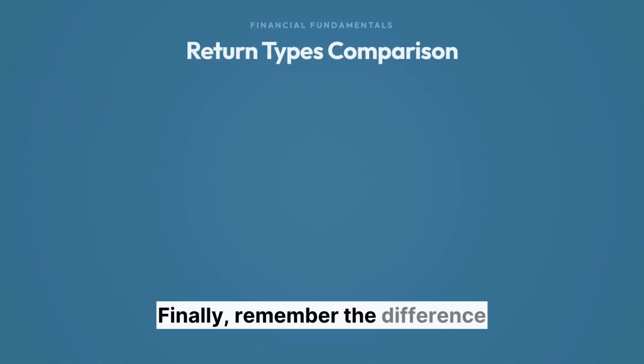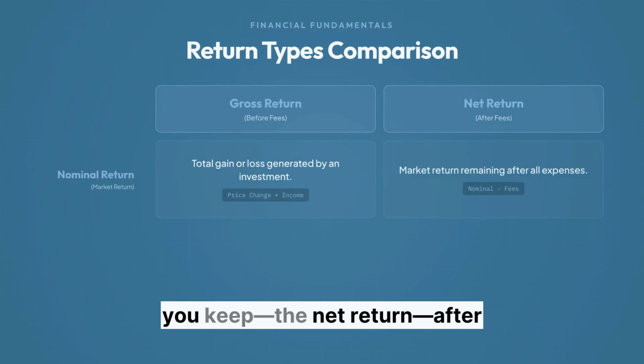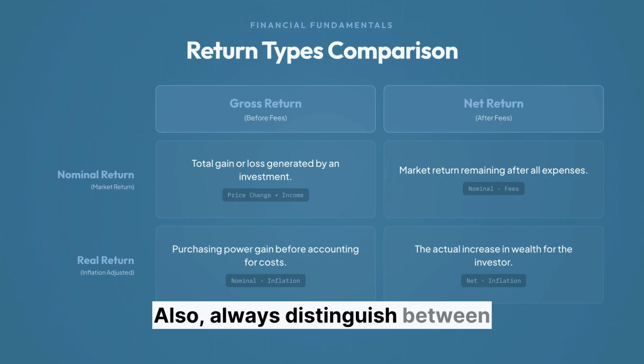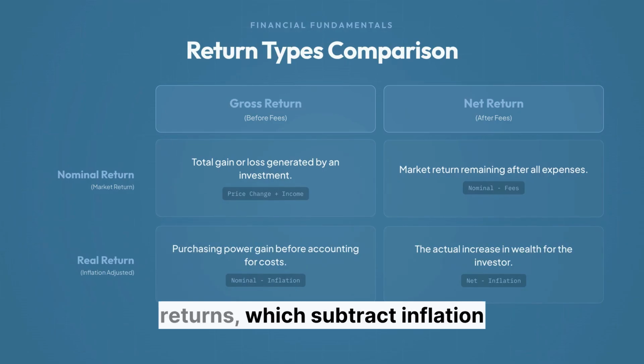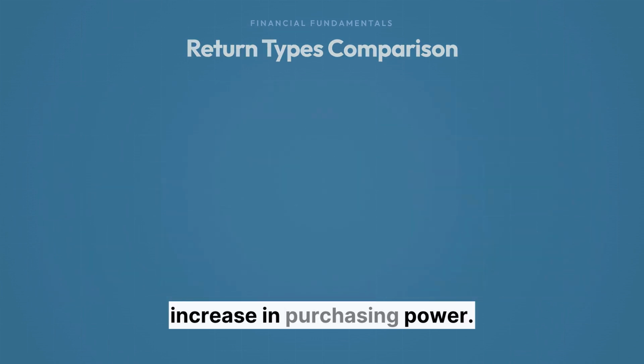Finally, remember the difference between what a manager earns, the gross return, and what you keep, the net return, after fees. Also, always distinguish between nominal returns and real returns, which subtract inflation to show your true increase in purchasing power. Let's calculate a real return.